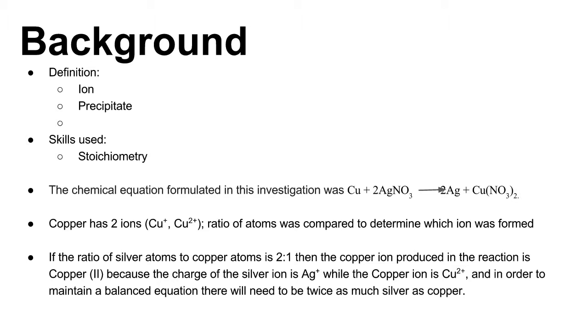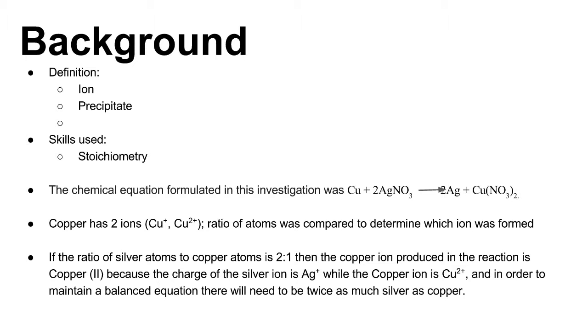The chemical equation formulated in this process was copper metal plus 2 molecules of silver nitrate yields 2 atoms of silver metal and 1 molecule of copper nitrate. As copper has 2 ions, copper 1 and copper 2, the ratio between the numbers of molecules of silver and copper was looked at using stoichiometry to determine which copper ion was formed.